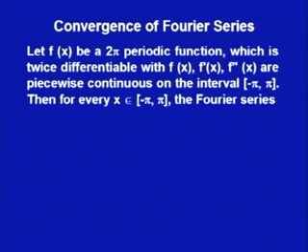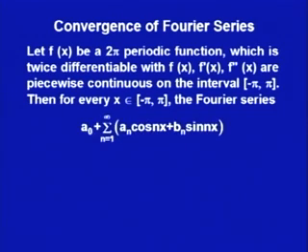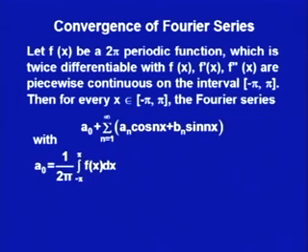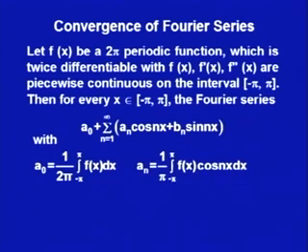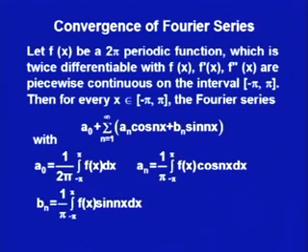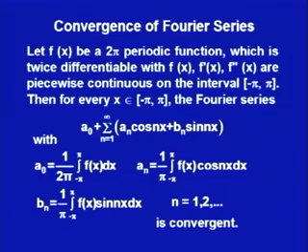Then for every x in the interval minus pi to plus pi, the Fourier series a naught plus summation n running from 1 to infinity, a n cos n x plus b n sin n x, with coefficients a naught as 1 upon 2 pi integral minus pi to plus pi f x dx, a n as 1 upon pi integral minus pi to plus pi f x cos n x dx, and b n as 1 upon pi integral minus pi to plus pi f x sin n x dx, for all n equal to 1, 2, 3 and so on, is convergent.